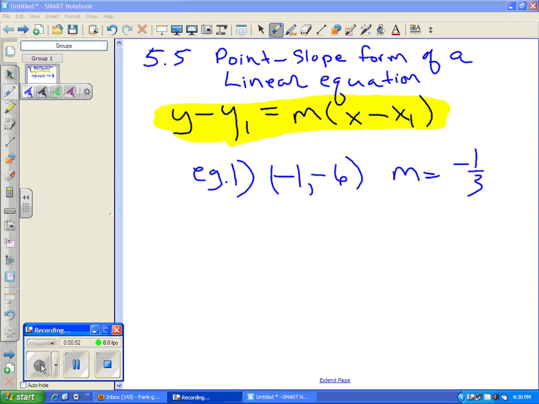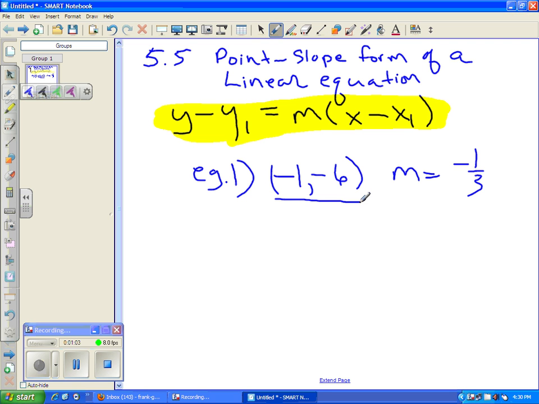Okay, here we go again. Here is an example, one of the examples I'm going to give you. If you are given a point, and here is the point right here, and you are given the slope, you're asked to put this equation into point-slope format. So all you really have to do is start substituting what you are given to put into the format.